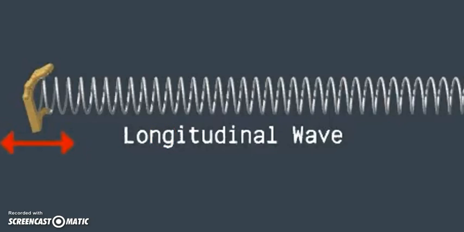Hello friends, in this video we'll be looking at how longitudinal waves are produced. There's a spring, and the movement of the hand will create a longitudinal wave. Just see that there will be a compression followed by a rarefaction, which is developed by the movement of this hand.